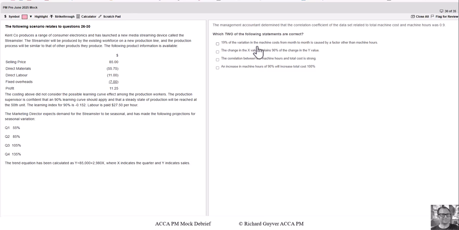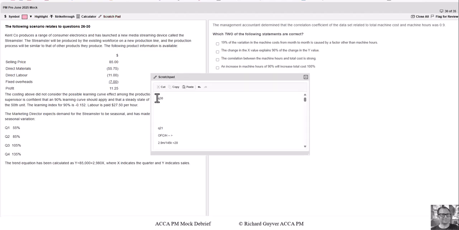First one, 90% of the variation in machine costs from month to month is caused by a factor other than machine hours. I've seen questions like this in one format or another quite a lot. Again, this isn't something I'd be writing out in the exam. Correlation coefficient is 0.9. So the coefficient of determination equals 0.9 squared, which is 0.81. A coefficient of determination of 0.81 means 81% of the variations seen in the dependent variable can be explained by a change in the independent variable.